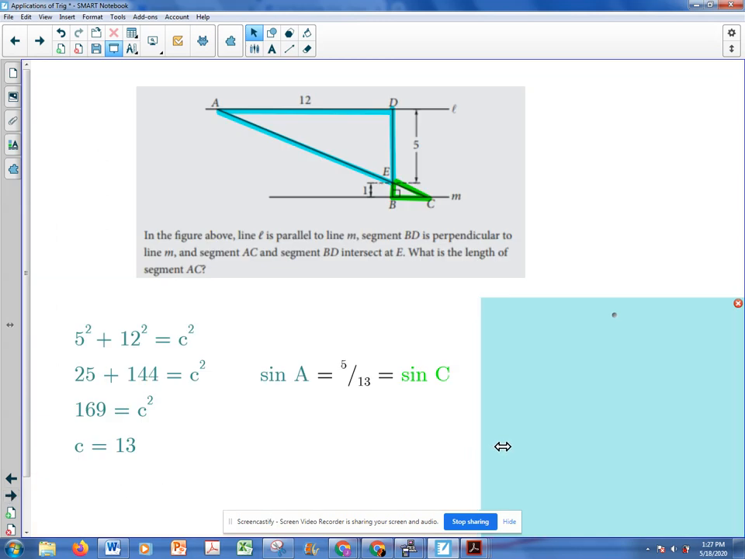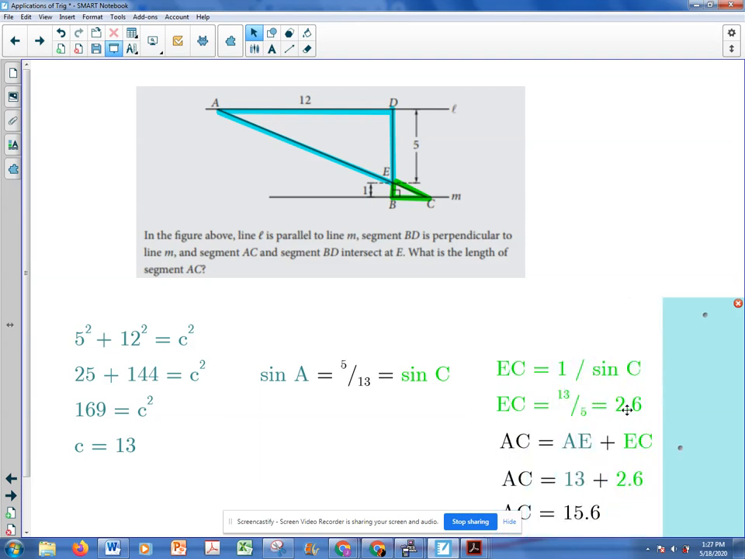So that means that EC equals 1, that side, divided by sine of C, which equals the reciprocal. 1 over something is the reciprocal. So what's the reciprocal of 5 over 13? It's 13 over 5, which is about 2.6. 5 is nice, because we have 5 fingers and we have a base 10 system. And don't get me started. AC, let's do a little geometry. This length, because that's what they're asking us for, is AE plus EC. Yeah, that's geometry. We know this side's 13. We know that side's 2.6. Total is 15.6. And I do believe that's it.